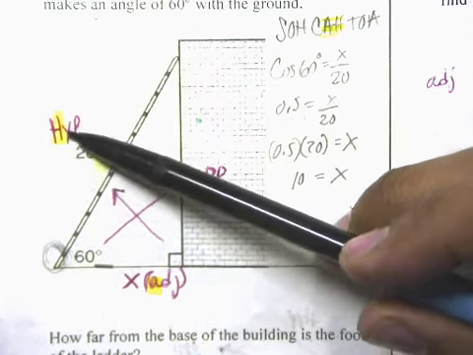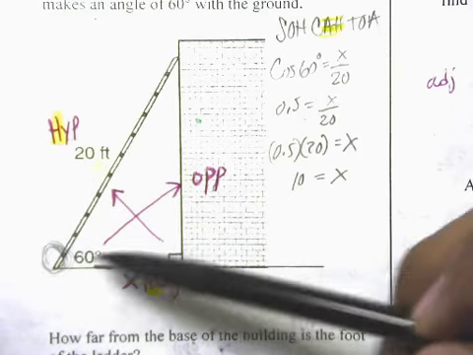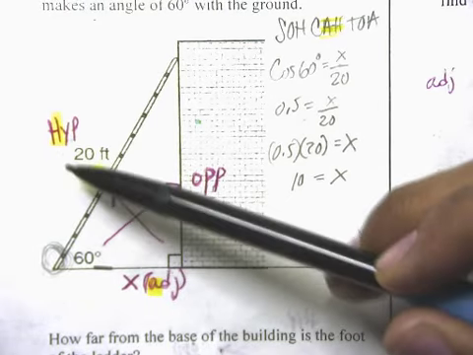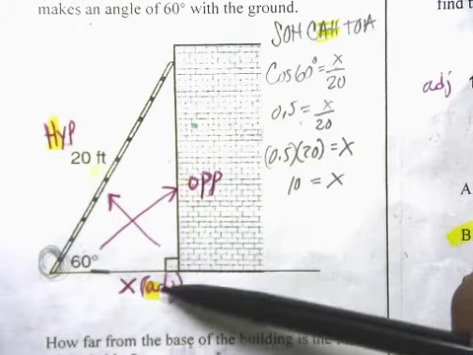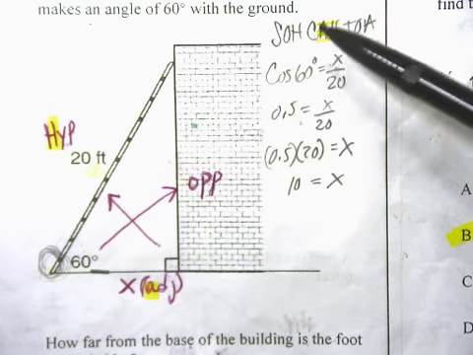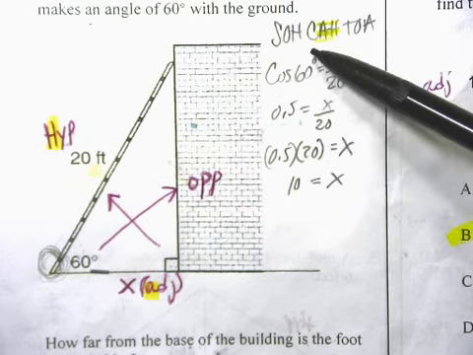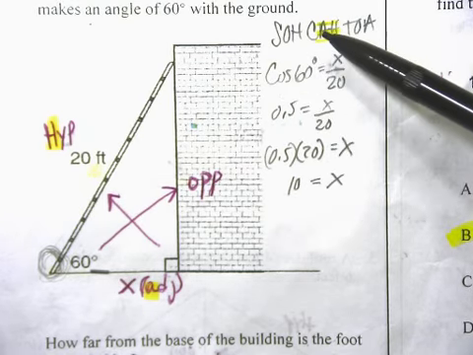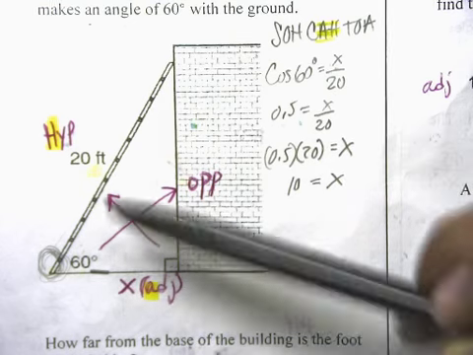So let's take a look here. They're asking me to find the adjacent, and they gave me the hypotenuse. So right there, I have the letters A and H. Out of my three trig functions, SOH CAH TOA, which ones have the letters A and H? It's going to be the CAH, right? CAH stands for the cosine, and the cosine tells me that it is the adjacent over the hypotenuse.